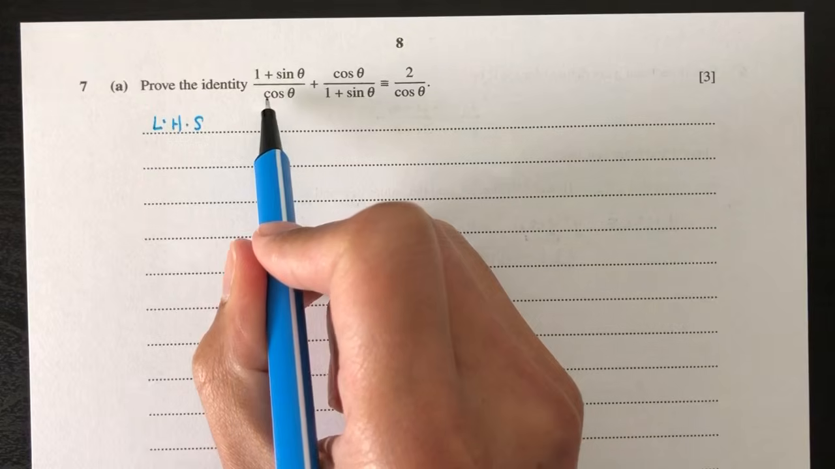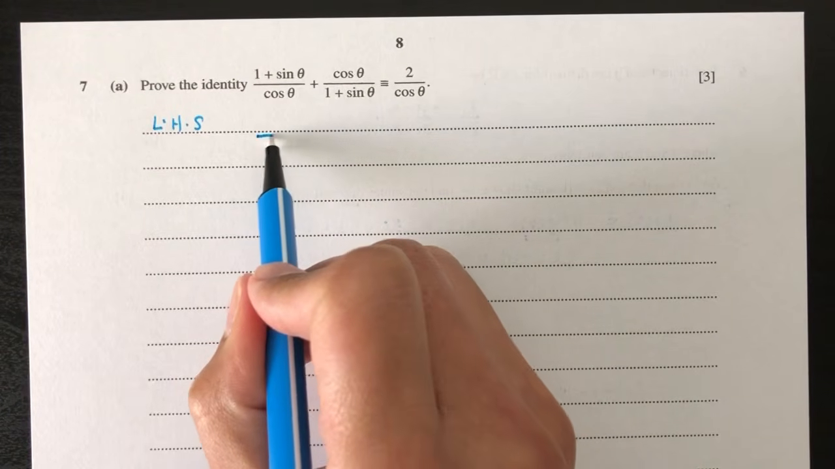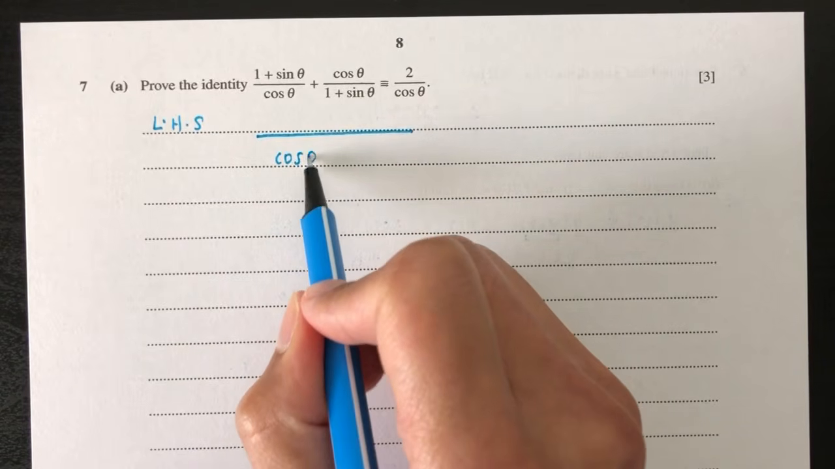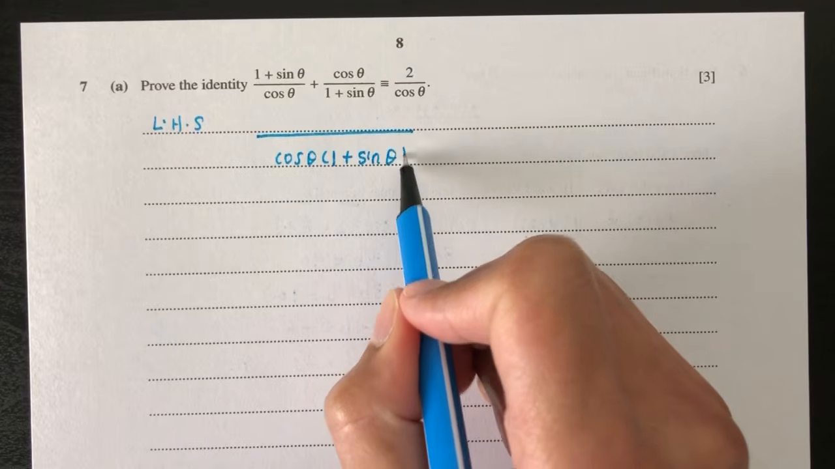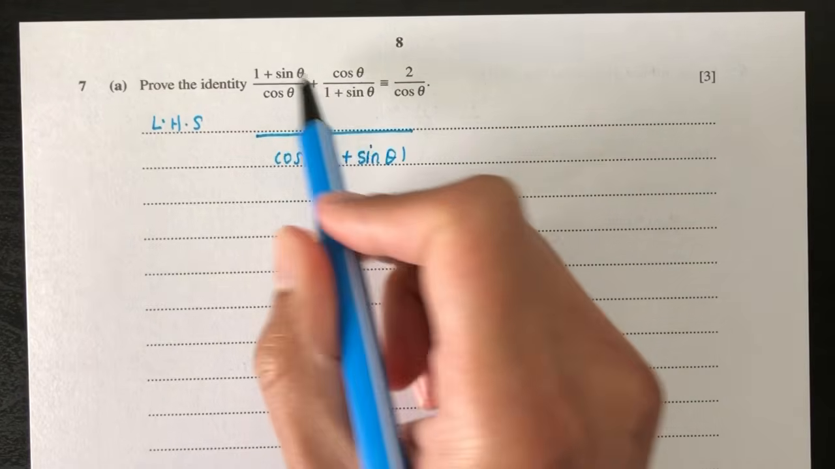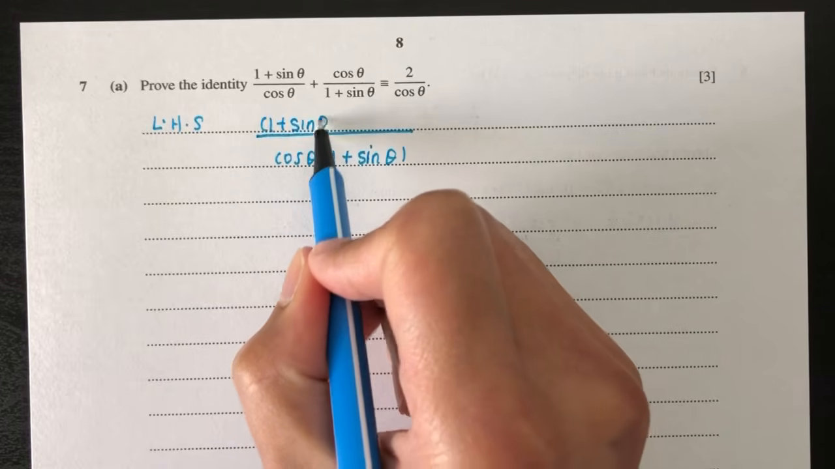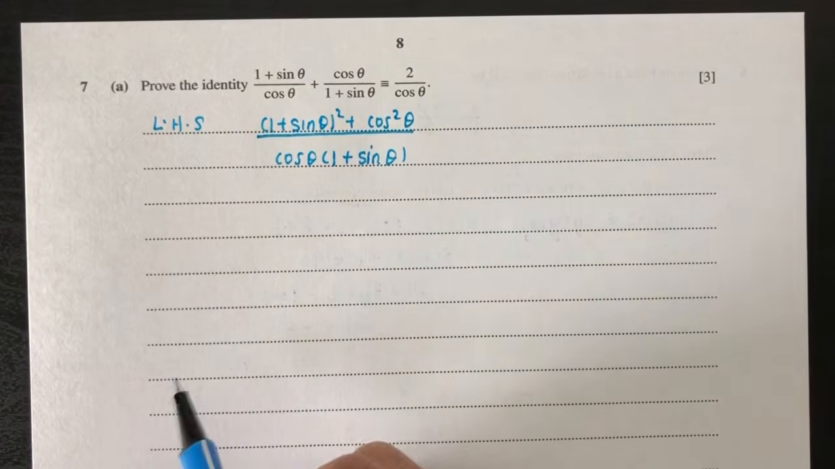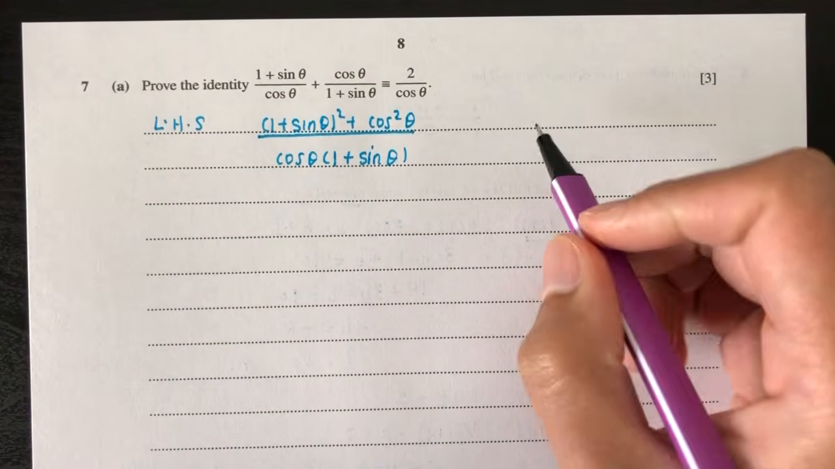So as you can see, the bases are different. We have to find the LCM. LCM can just be found by multiplying these two. So cos theta times 1 plus sine theta, right? And then we can just cross multiply. You will have (1 plus sine theta) squared plus cos squared theta. Now you can simplify this top.